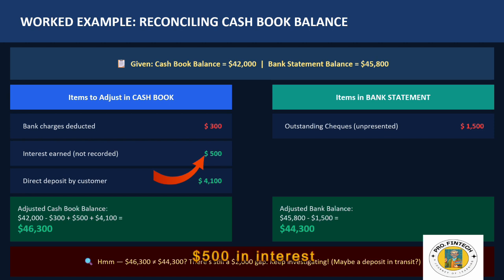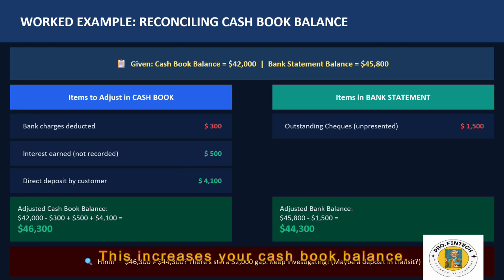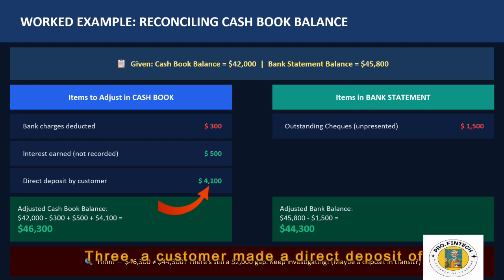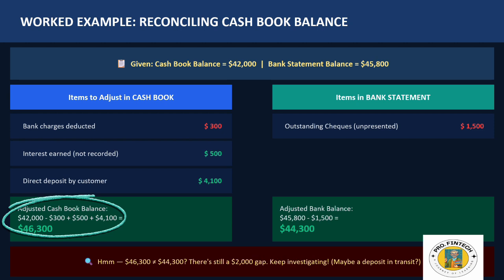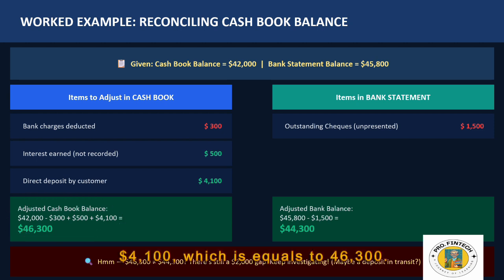2. The bank credited $500 in interest you didn't record. This increases your cash book balance. 3. A customer made a direct deposit of $4,100 straight into your bank account. You didn't know about it. This increases your cash book balance. So your adjusted cash book balance becomes $42,000 minus $300 plus $500 plus $4,100, which equals $46,300.